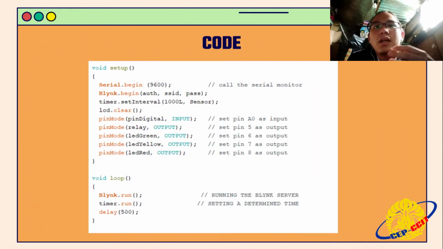In void setup, serial begin opens the serial monitor on Arduino, and Blynk begin connects to Blynk, and timer set interval is a timer library to be connected to Blynk. And lcd clear is to clean the LCD when the words change on the LCD, and then void loop to run.